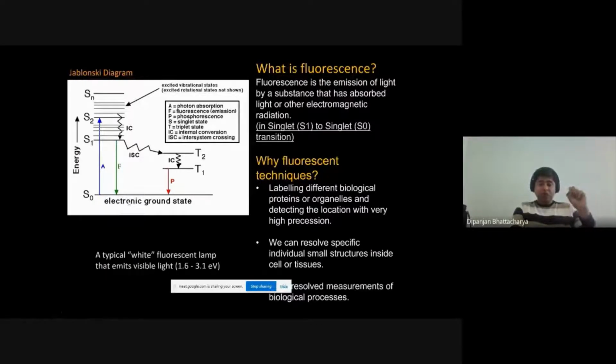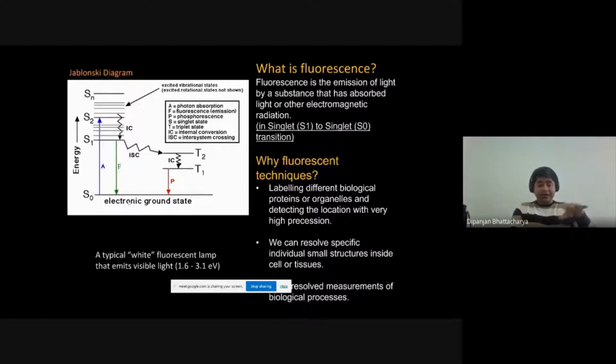So if you tag these molecules to your molecule of interest, where some fluorescent molecule B is tagged with your molecule of interest, which is molecule A, then wherever molecule B is giving the fluorescence, there is the presence of molecule A. So you can track these dynamics and understand the processes by using fluorescence-based techniques.